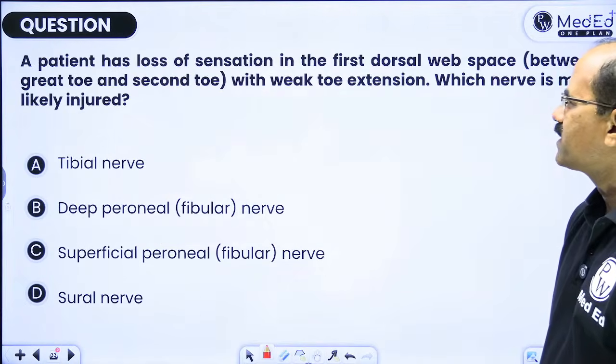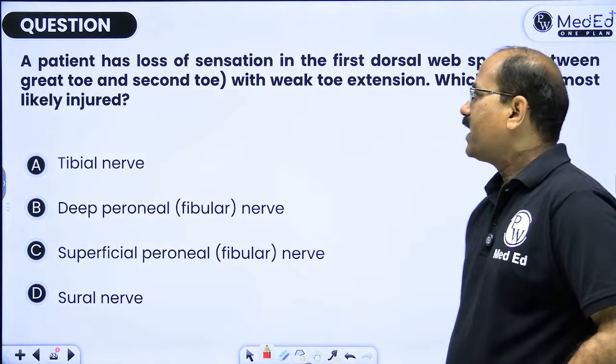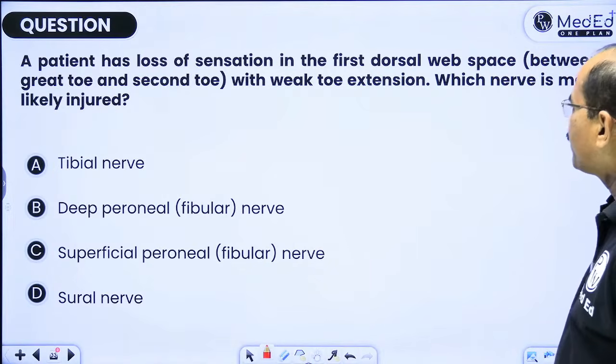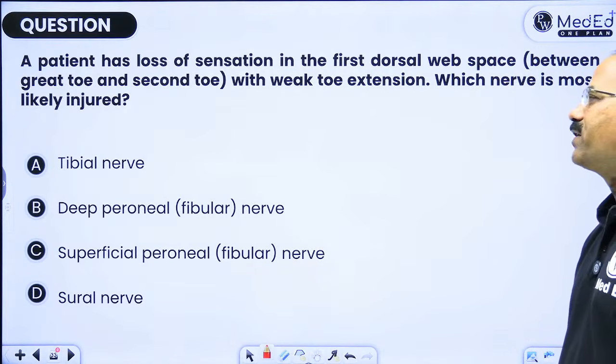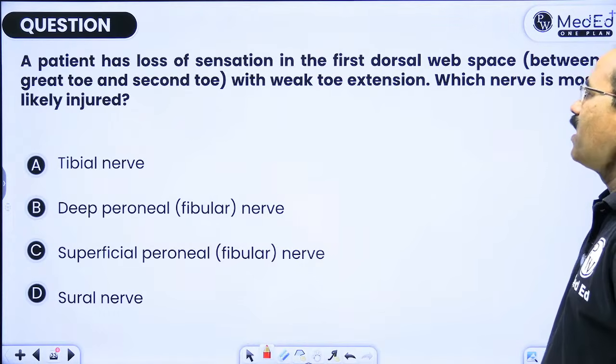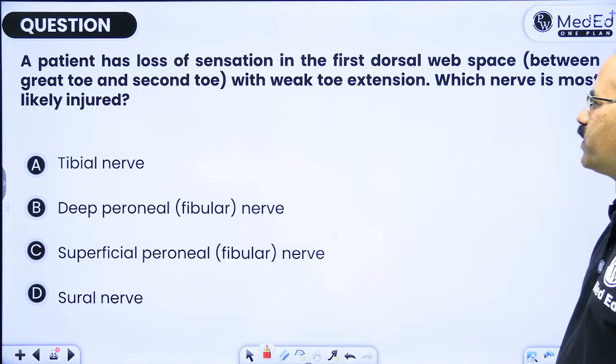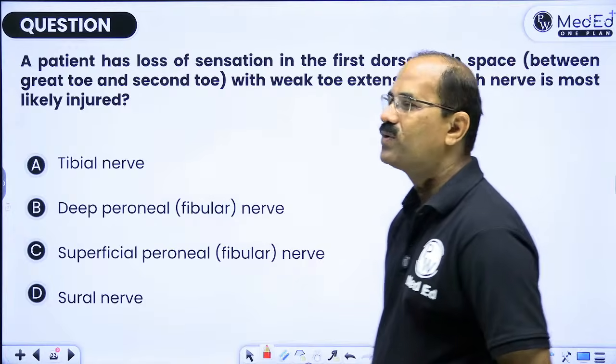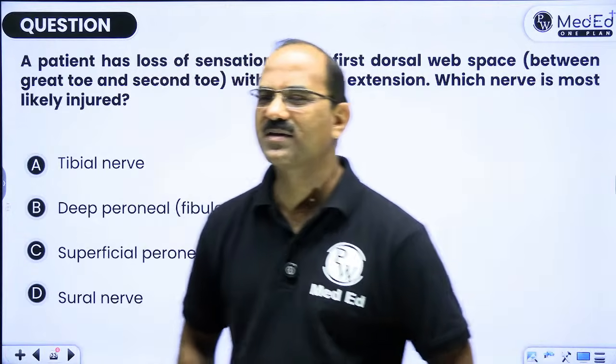Come on. Going to the next MCQ. A patient had loss of sensations in the first dorsal web space between the great toe and the second toe with weak toe extension. Which nerve is likely to be injured? Any guesses for this?